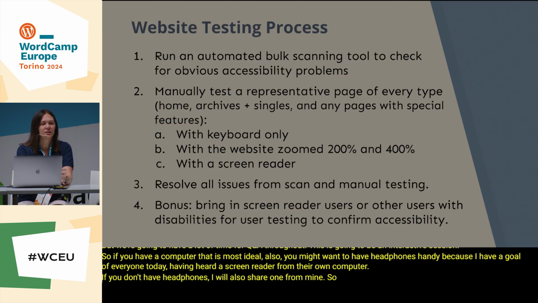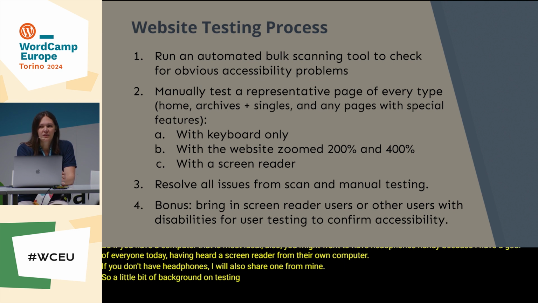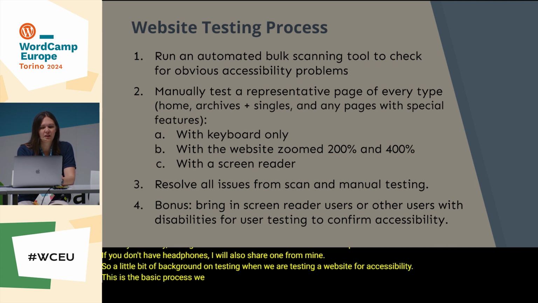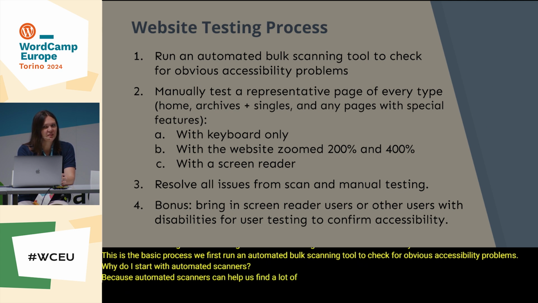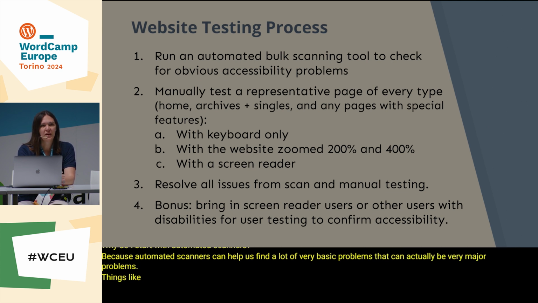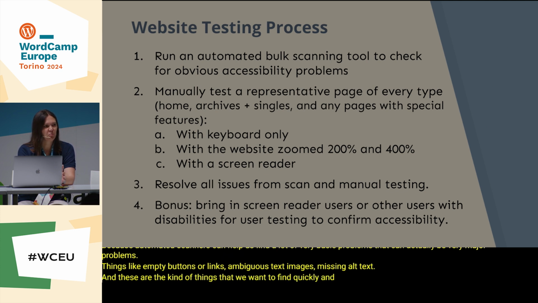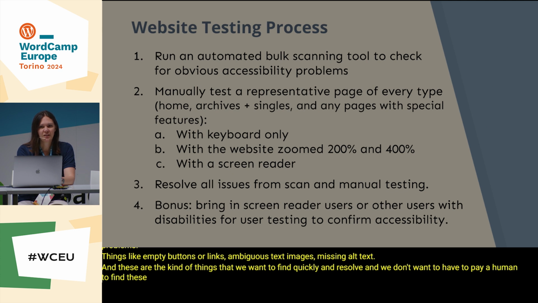So a little bit of background on testing. When we are testing a website for accessibility, this is the basic process. We first run an automated bulk scanning tool to check for obvious accessibility problems. Why do I start with automated scanners? Because automated scanners can help us find a lot of very basic problems that can actually be very major problems, things like empty buttons or links, ambiguous text, images missing alt text, and these are the kind of things that we want to find quickly and resolve, and we don't want to have to pay a human to find these problems for us, because if an automated tool can do it, speed things up, that is great.